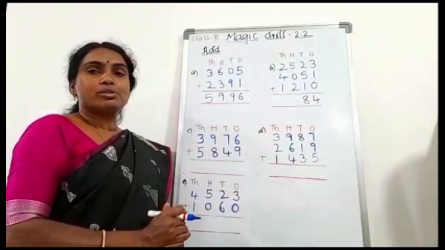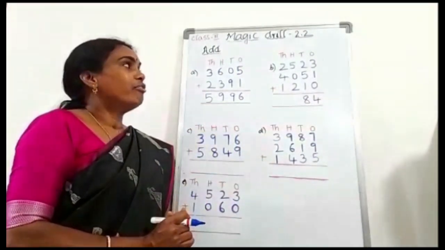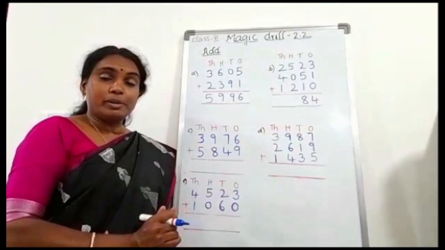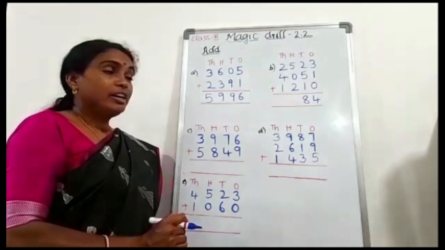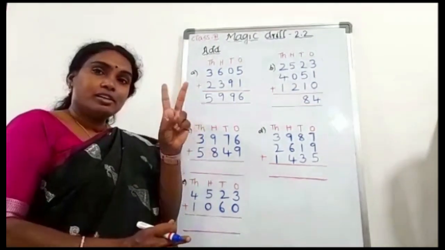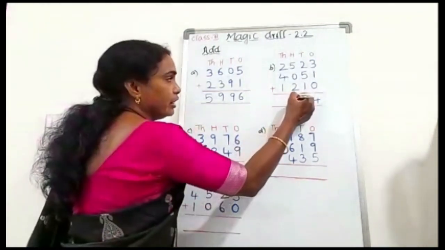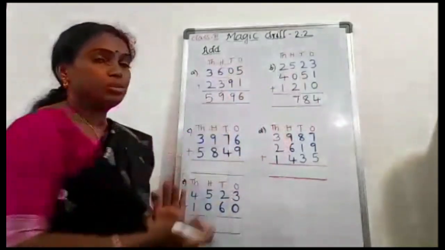Then go to the hundreds column. In the hundreds column there are 5 hundreds plus 0 hundreds plus 2 hundreds. 500 plus 0 is 500. 500 plus 200 is 700. Okay, children. Then go to the thousands column.